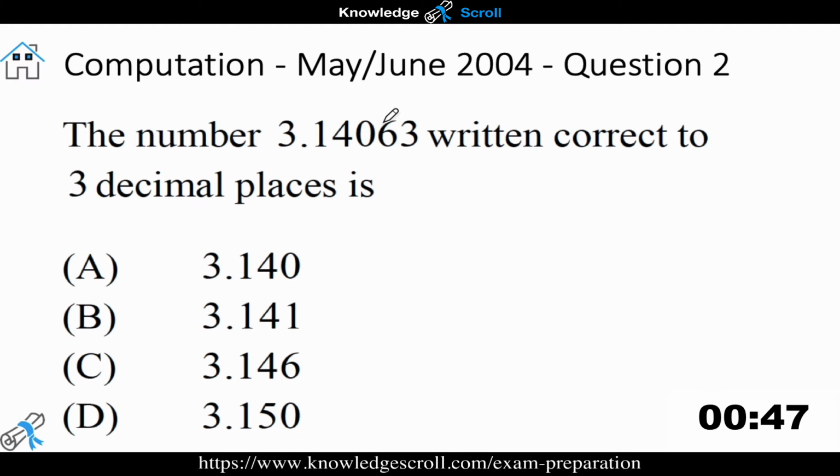be the 0. Now I will draw a dotted line between the 0 and the 6. Now I will look to the number to the right of that line, and since this number is 6, which is greater than 5, I will round up the number to the left of that line, which is 0. So my correct answer for this question would be 3.141, and in that case my answer is B.